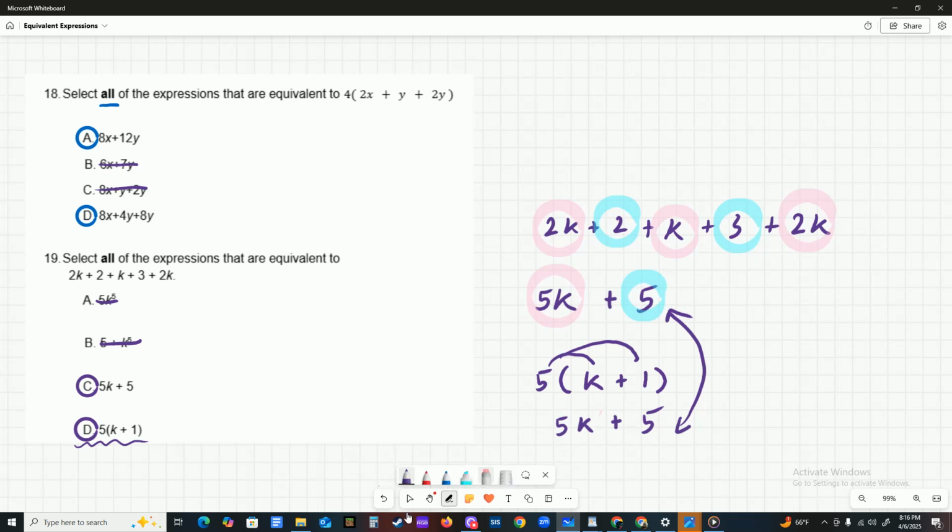Don't forget to check the options they give us. Just check them, okay? Because the calculation came out to C, if we didn't check D, we would have probably just marked C. And if you mark only C, it is wrong, because C is not the only answer. It is also D. So those are our 18, 19 equivalent expressions. Good job, guys.